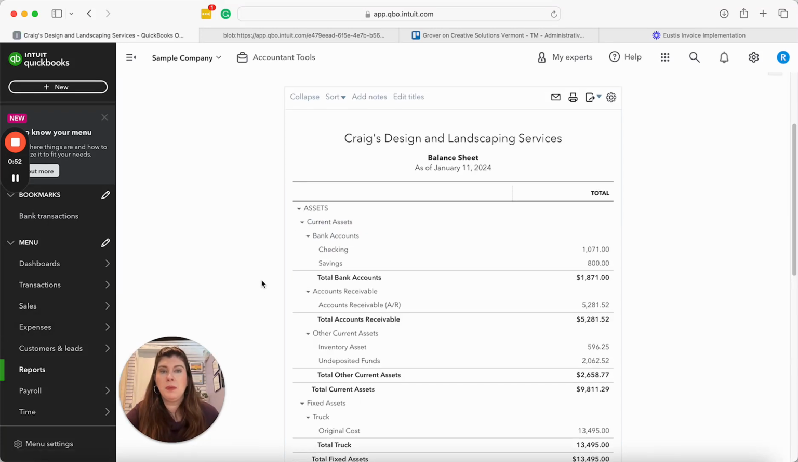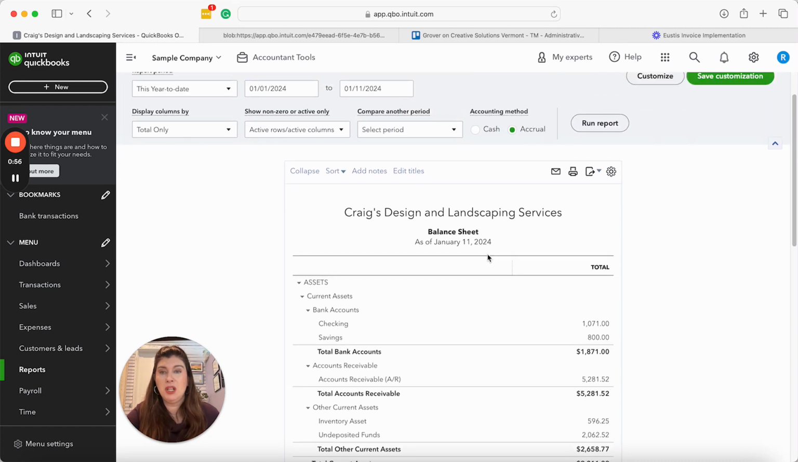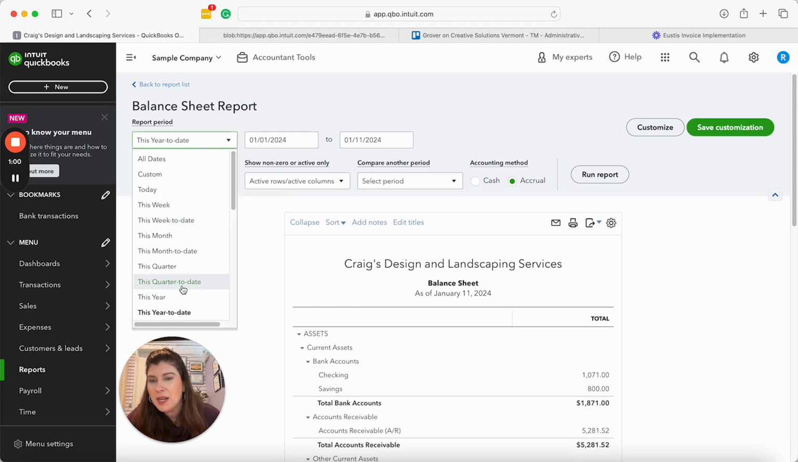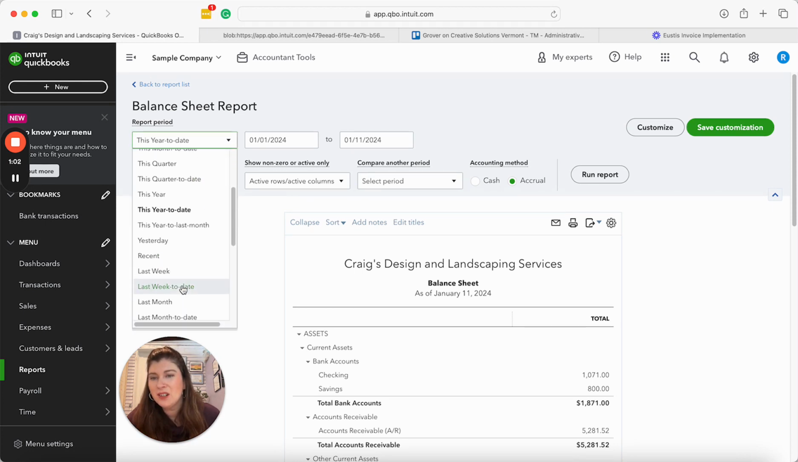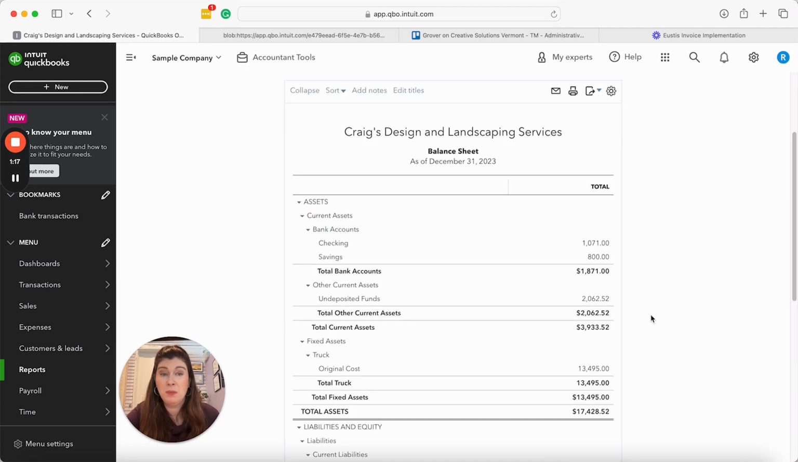It's probably going to default to today, which today is January 11th. We're not interested in January 11th. We are interested right now in last year, so we're going to filter this down to last year. You can choose cash or accrual. The difference is dependent on how you are filing your taxes. Almost all taxes get filed on a cash basis.